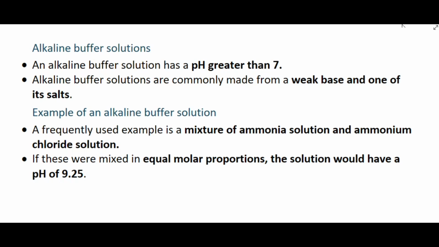So if you mix an equimolar proportion, for example, if you mix 3 mol per dm³ of ammonia solution to 3 mol per dm³ of ammonium chloride solution, you're going to get a pH which is equal to 9.25. It doesn't matter whether the concentration you choose is high or the concentration you use is low. So long as the concentration of ammonium chloride solution and the concentration of ammonia solution is the same, you're going to have a pH of 9.25.